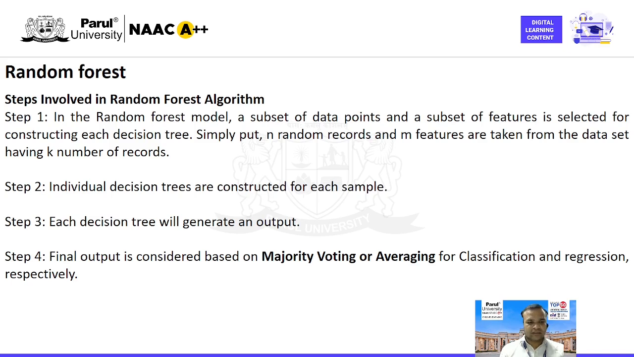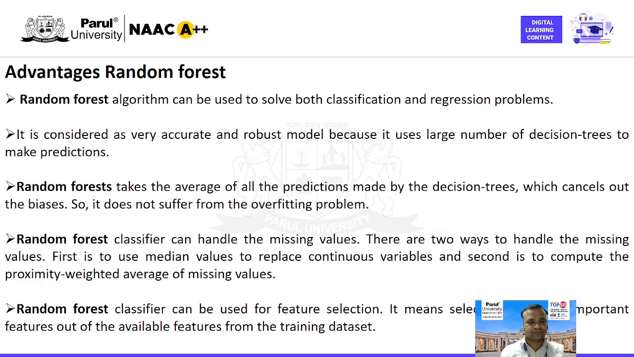Step number three: each decision tree will generate an output. After that, the final step: the final output is considered based on majority voting, or we can apply averaging for classification as well as regression respectively. So these are the simple steps we have to follow whenever we apply the random forest algorithm.